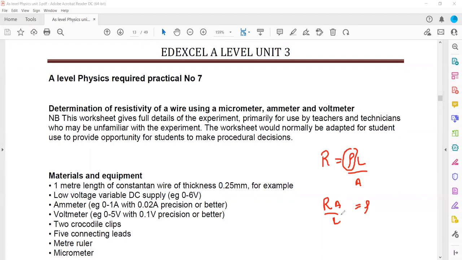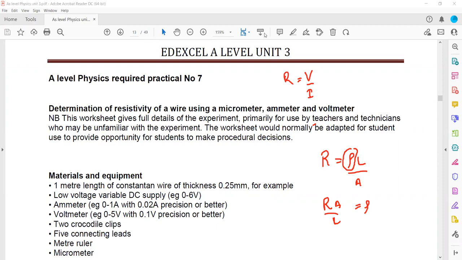So practically, how do we determine the resistance? Resistance we cannot determine directly. There is an instrument known as the ohm meter, but the ohm meter is not 100% accurate. So for a more accurate result, we use the ratio between voltage and current, because the ratio between voltage and current will give us the resistance.